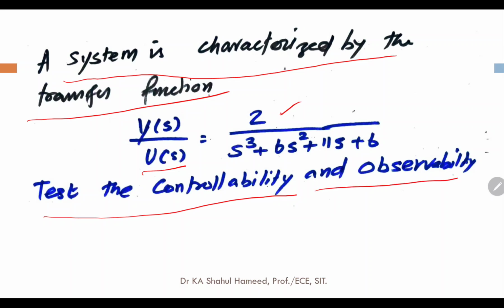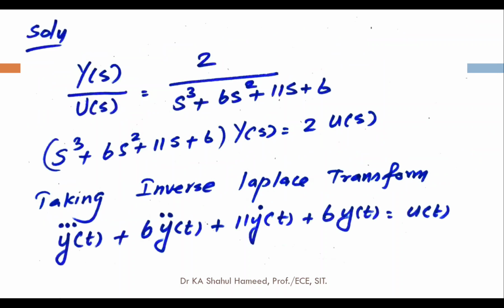So here they have given a transfer function. From that we need to find the differential equation related to this transfer function. Then from that we have to form the state variable matrix. Using that we have to find out whether it is controllable or observable. Let's start with finding the differential equation for this transfer function.